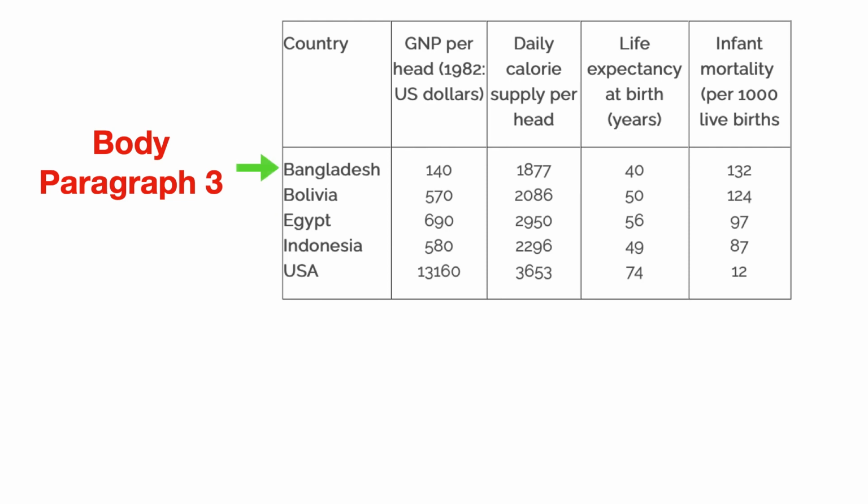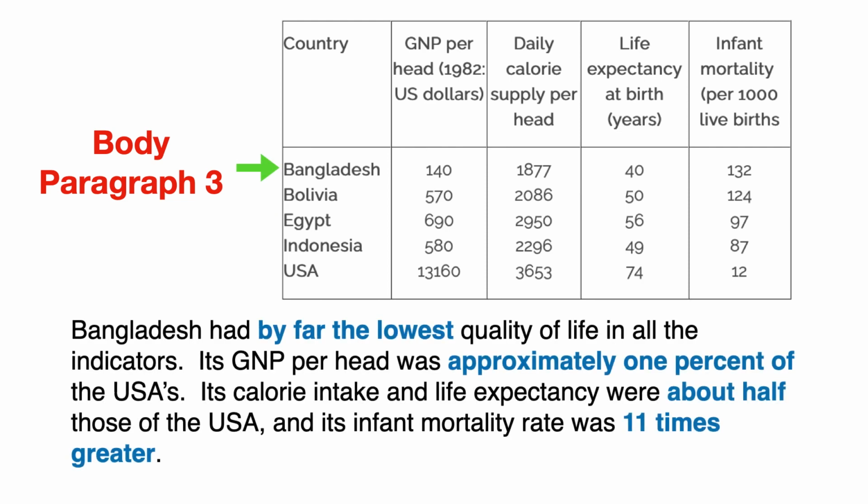So body paragraph 3, we're talking about Bangladesh. So Bangladesh had by far the lowest quality of life in all the indicators. Its GDP per head was approximately 1% of the USA's. Its calorie intake and life expectancy were about half those of the USA, and its infant mortality was 11 times greater.